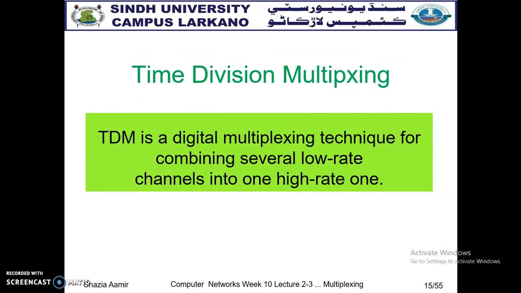Time division multiplexing is another type of digital multiplexing technique for combining several low rate channels into one high rate channel. It uses time division between the signals, or between the transmission of the data. It uses a time frame. Time frame will be used.